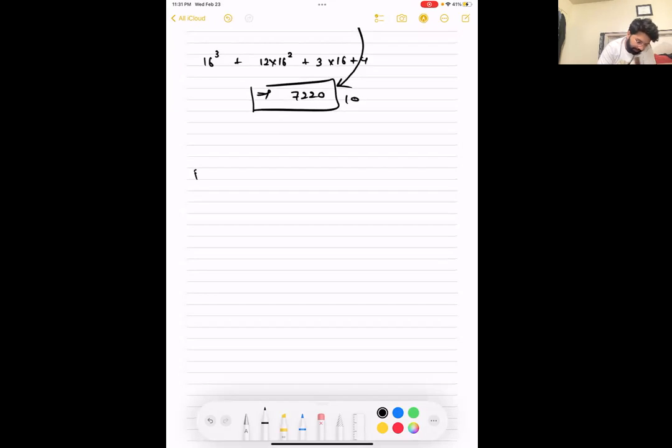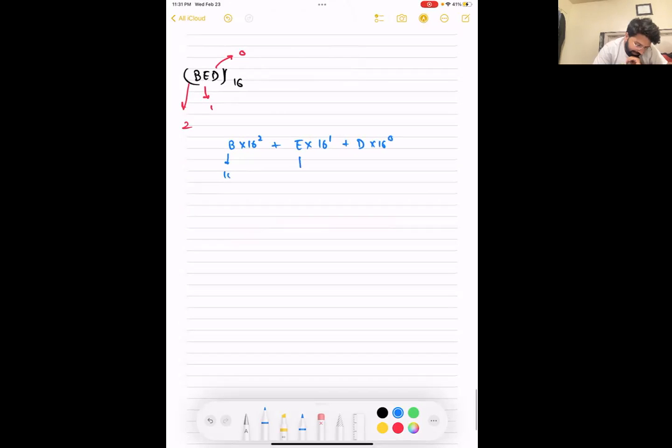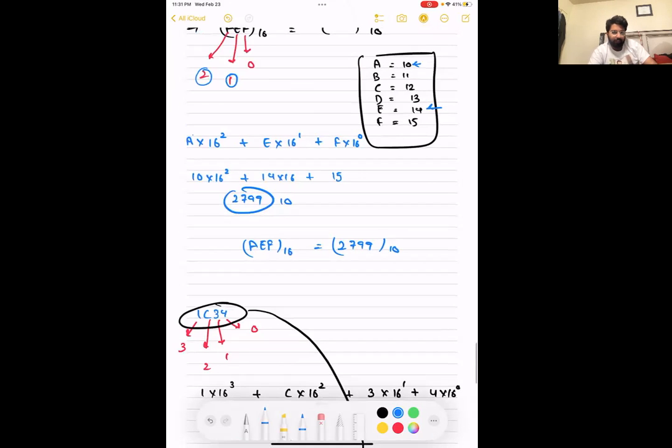And another one is BED in 16. So we're gonna assign positions first. This is the zeroth position, this is the first, this is the second. So this means B multiplied by 16 to the 2 plus E multiplied by 16 to the 1 plus D multiplied by 16 to the 0. B is 11, E is 14, and D is 13. You can look it up over here in this chart.